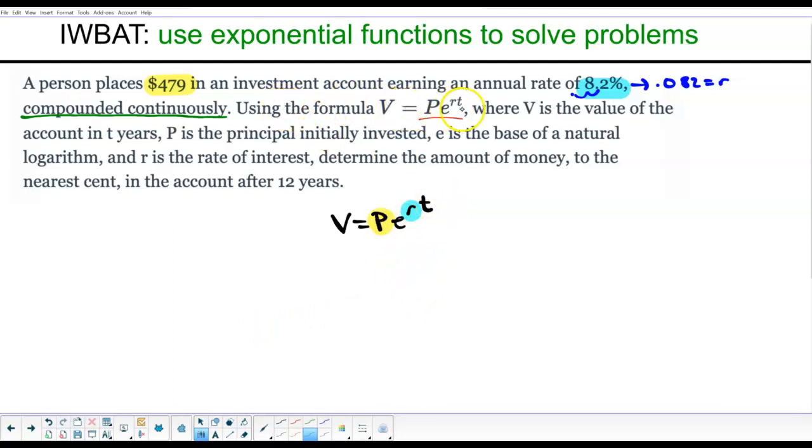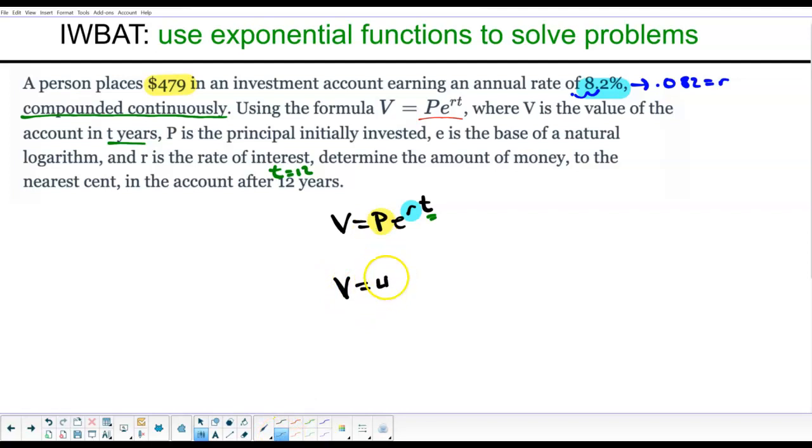So it says using the Pert formula, where V is the value of the account in T years, so we know T is based off of years, P is the principal initially invested, e is the natural base, and R is the rate of interest. Determine the amount of money to the nearest cent after 12 years. So right there, they tell us T is 12. So now we know everything about this function. The rest is just grab your calculator.